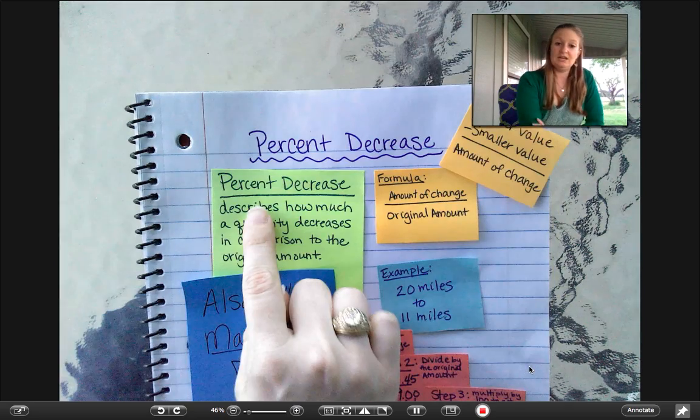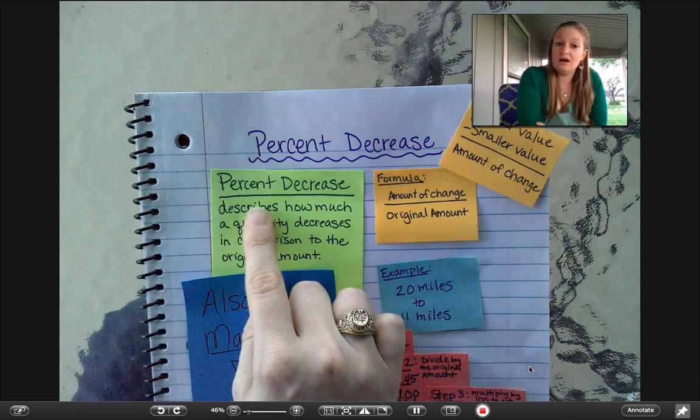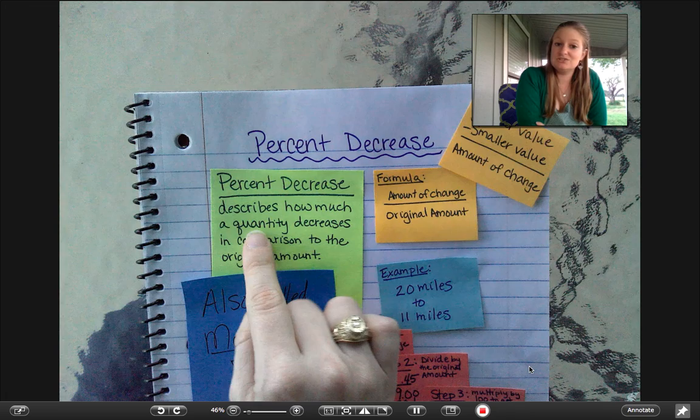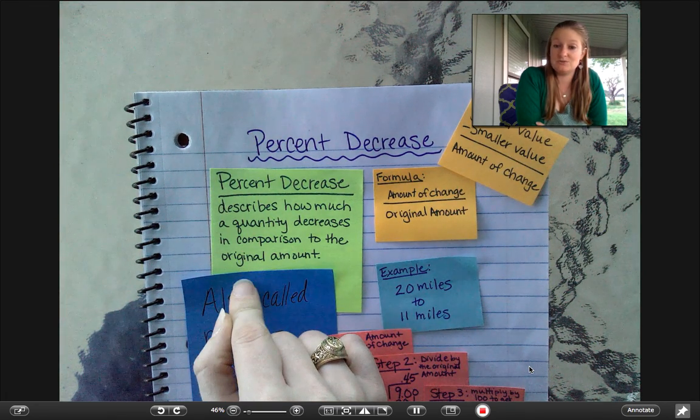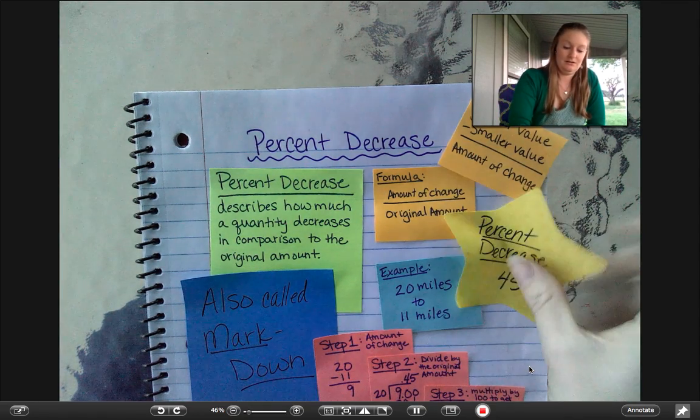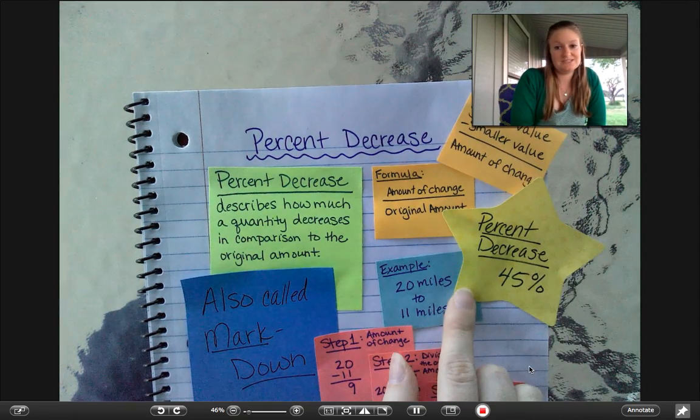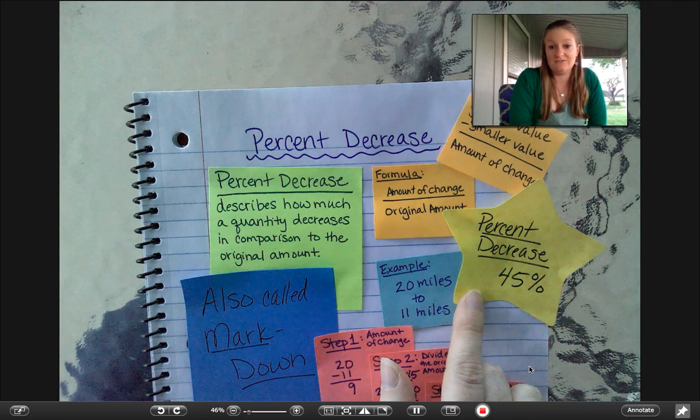Okay, so if we look back, percent decrease describes how much a quantity decreases in comparison to the original amount. Remember from our first one, our percent decrease was 45%.